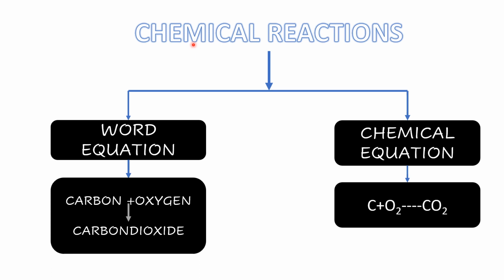Different types of chemical reactions: word equation and chemical equation. Two ways to represent them. Word equation includes carbon plus oxygen gives carbon dioxide, that is using their word form. On the other hand, chemical equation means using the symbols to represent, like carbon stands for C, oxygen for O2, which forms carbon dioxide, that is CO2.